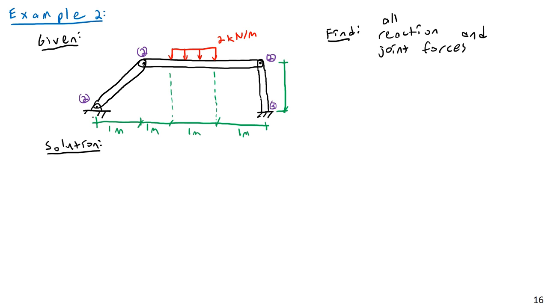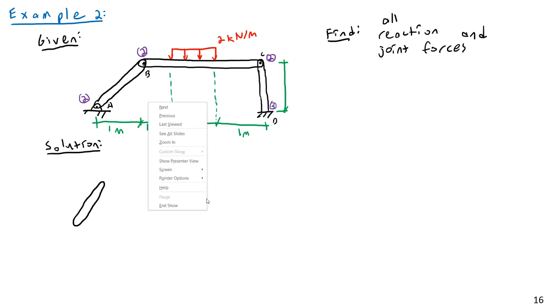Let me give some joint names. Let's say this is A, B, C, and D. So I'll have members AB, BC, and CD. So first, member AB. Member AB is going to carry a single axial force like this, FAB, although that'll be expressed in two reaction forces as well. That'll be expressed in two reaction forces.